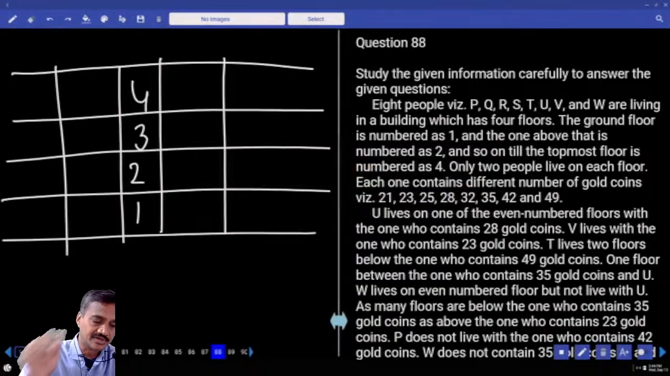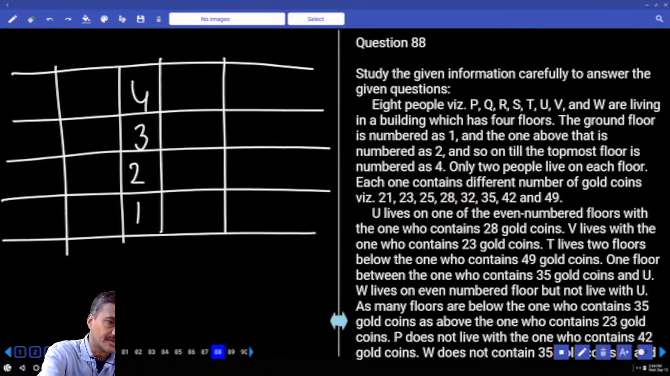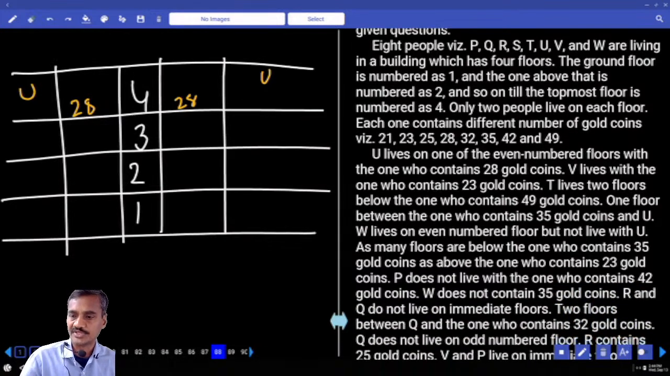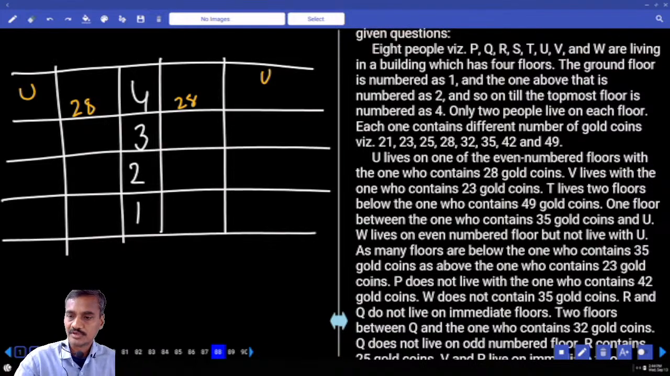Earlier we had taken, what is the case we had taken here? Now U at this place and along with this U and along with 28, U and 28. Isn't it? Now if U and 28 and V lives with the 123 gold coins and T lives 2 floors below the 49. Now T lives below the one who likes 49.